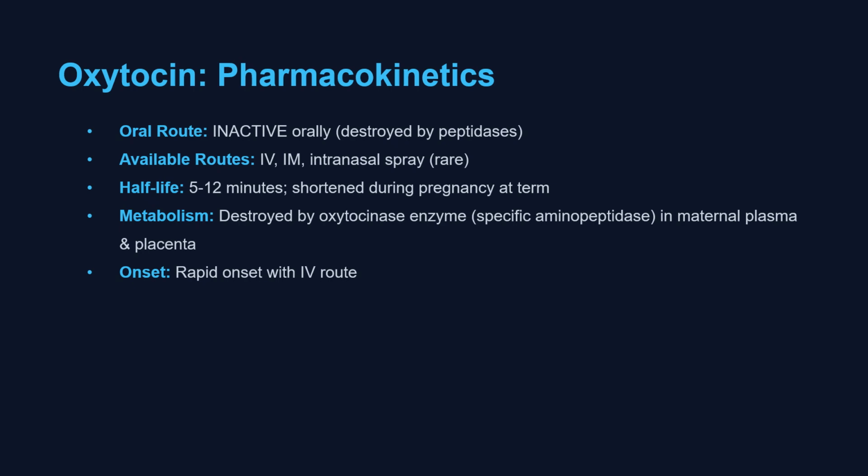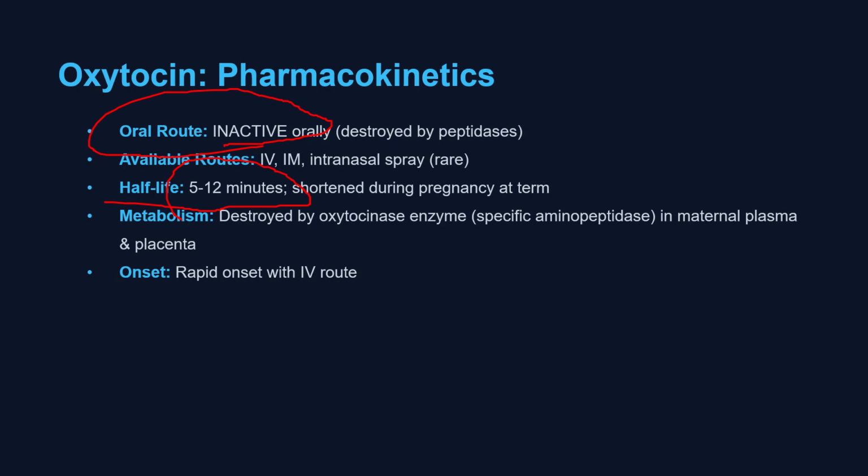So, oxytocin pharmacokinetics. The route of administration is inactive orally. The oxytocin drug should be administered only by IV, IM, and rarely as an intranasal spray. So its PK data is inactive orally, and the available forms are the IV and IM routes. The next thing is the half-life. It has a very short half-life, 5 to 12 minutes alone. So the shortened half-life is one of the things.